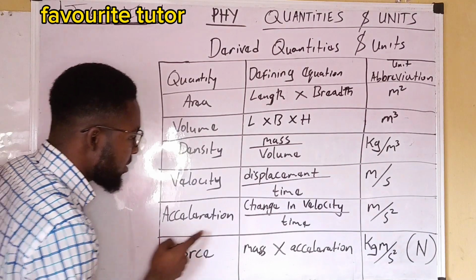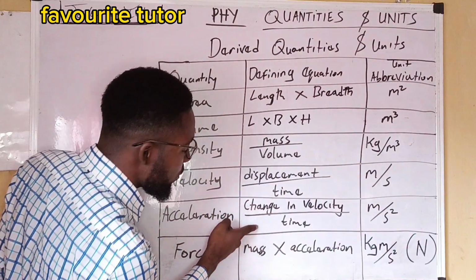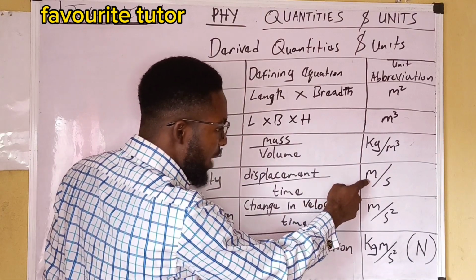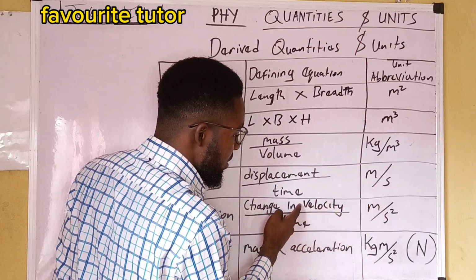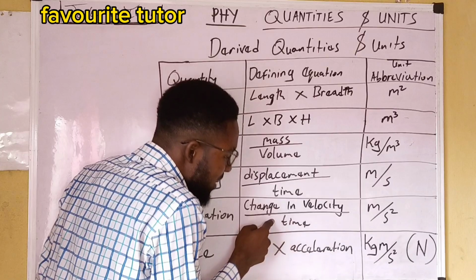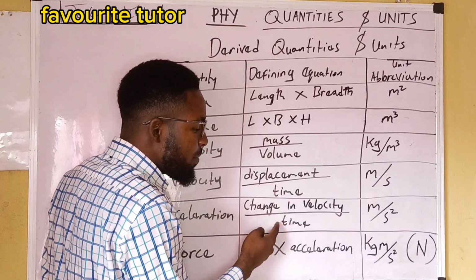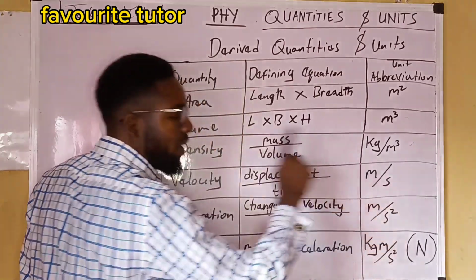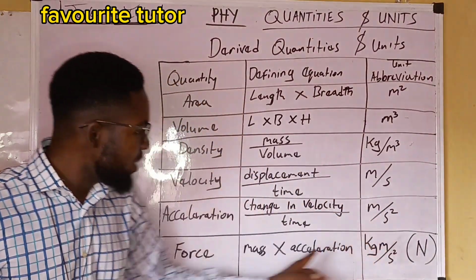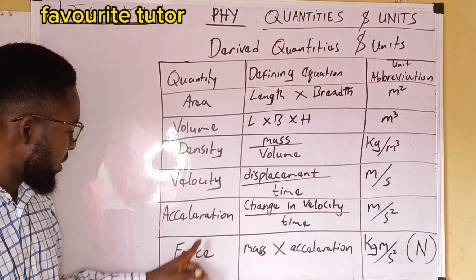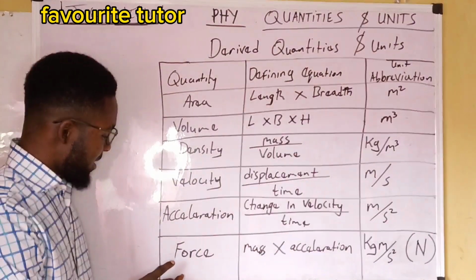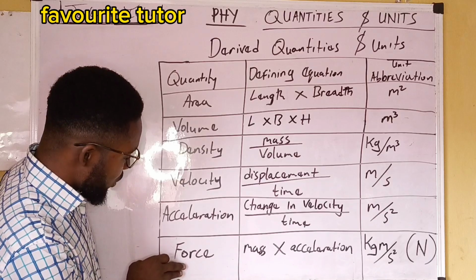Acceleration. Acceleration is change in velocity over time. Velocity, as we all know, is meter per second. Meter per second over time. Time is also in seconds. So it's meter per second square. So this is the unit for acceleration.